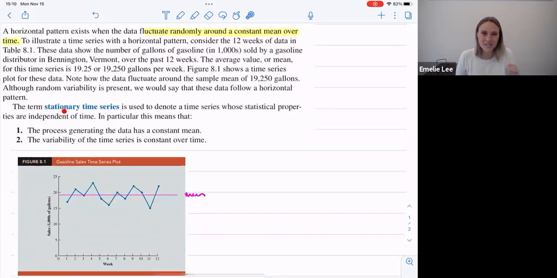So we're going to talk about stationary time series a little bit. A stationary time series means that the process that's generating the data, in this case the sales, has a constant mean, so it's going to essentially remain steady over the period of time that we're looking at. And then the variability of the time series is also constant over time, which means you've got this kind of even spread around the mean as you move along.